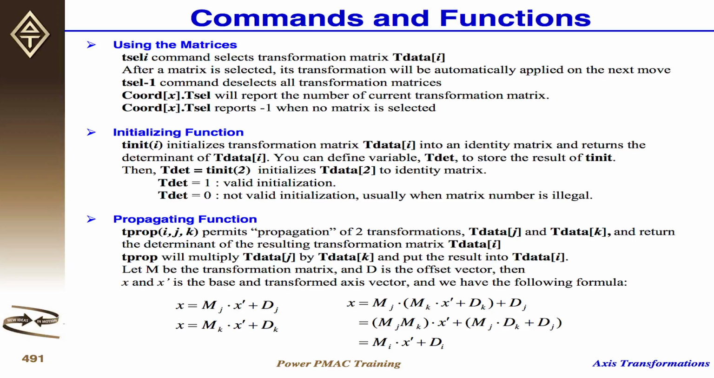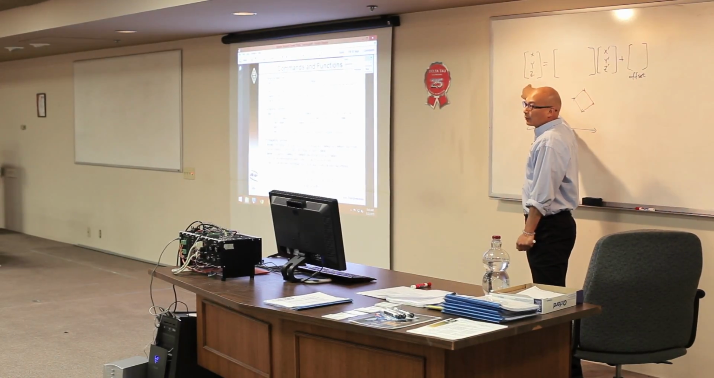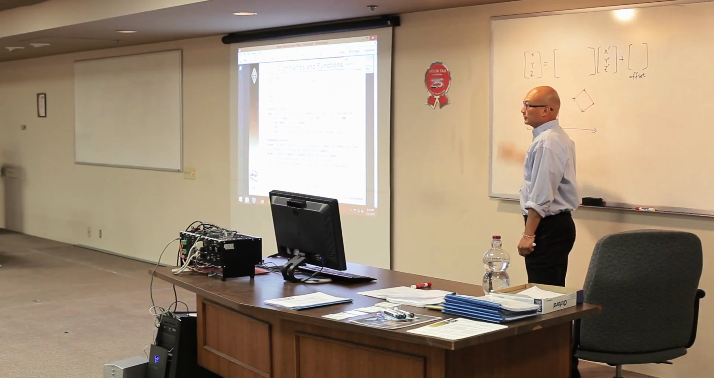How to use it? So you have this function called tSelect. TSEL I is the number of the table you want to use. So you can create a lot of different tables, and then you can select which one you want to use. After the matrix is selected, it will automatically apply the move for that. Whatever move you have input in your motion program will be inserted in here, and then multiplied by the matrix you define with the offset, and then this is the result that the PMAC will execute, actually.